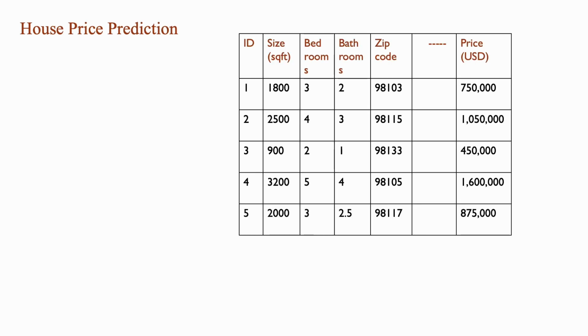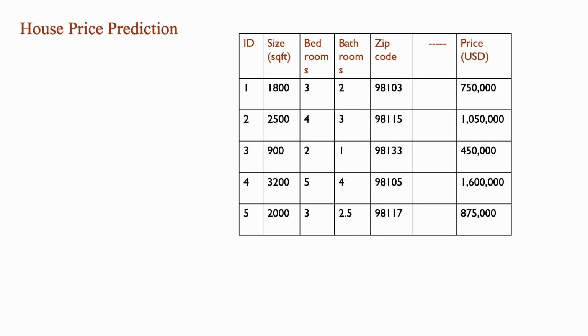This is the use case for regression type supervised machine learning: house price prediction, predicting the price of the house based on other features. Here the features are the size of the house, bedrooms, bathrooms, and where it is located, and other features. Based on this information, the machine should predict the price of the house.